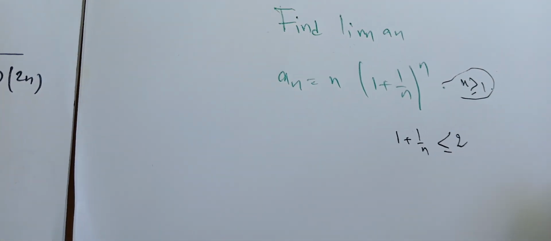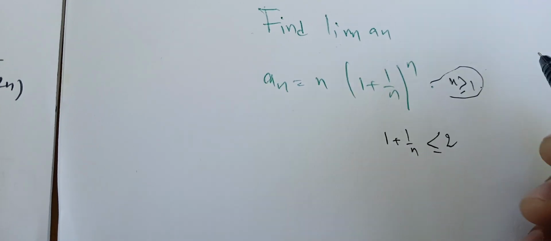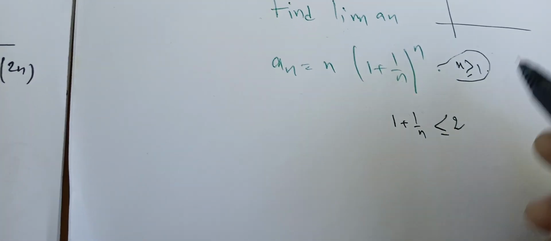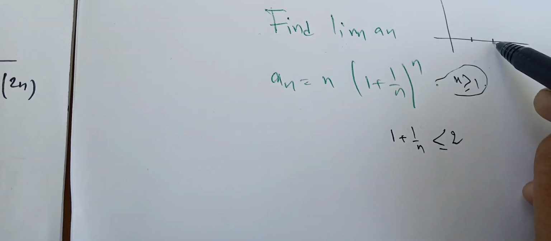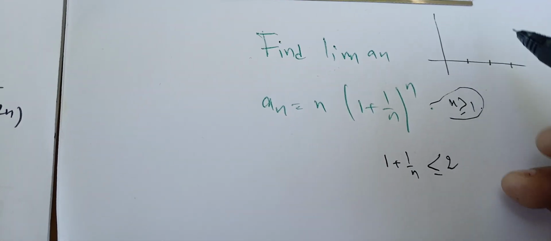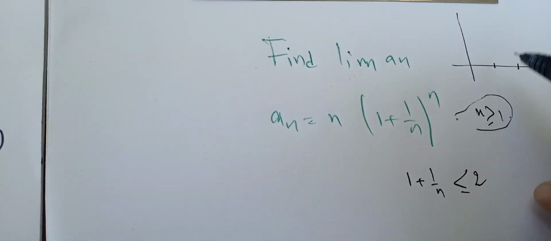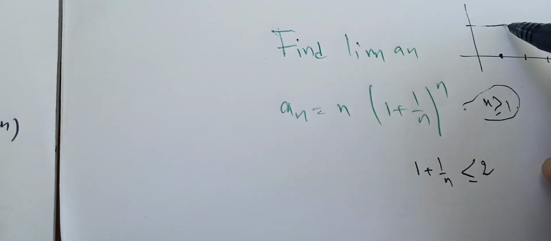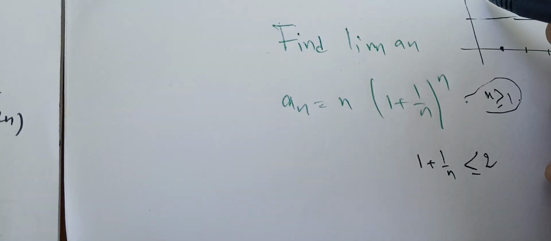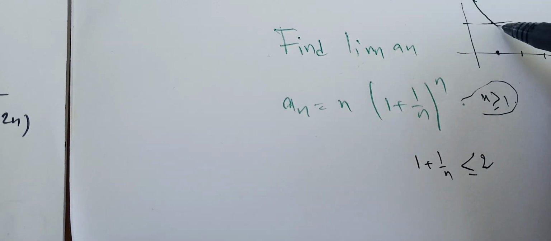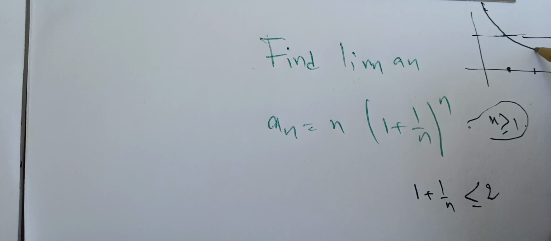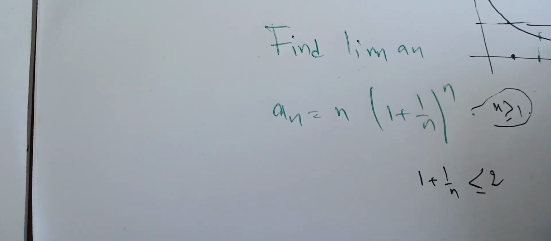There are many ways, and one of the easiest is to see that we know how to graph 1 over x. So think of this one as 1 over x. First I'll graph 1 over x. We know that the graph of 1 over x is like this. If I'm doing it as a sequence, I care only about these points here.